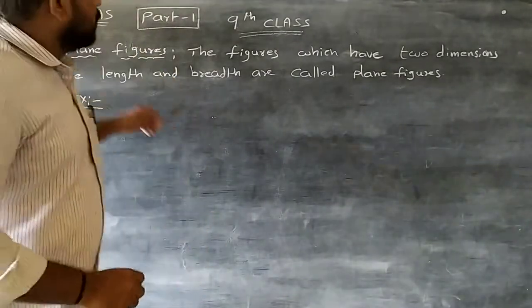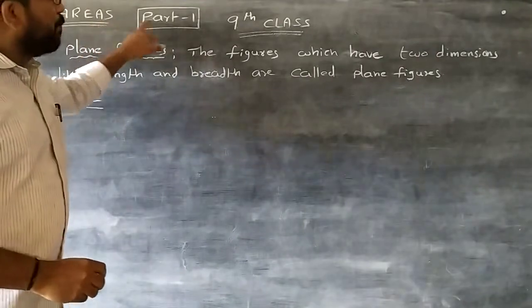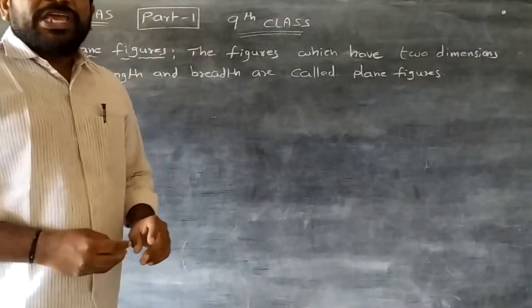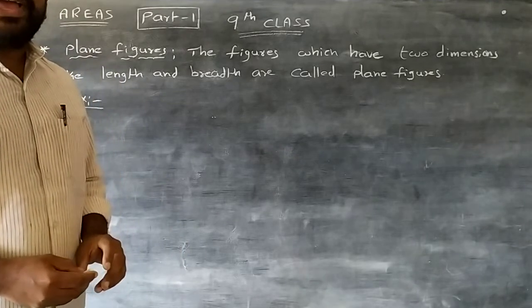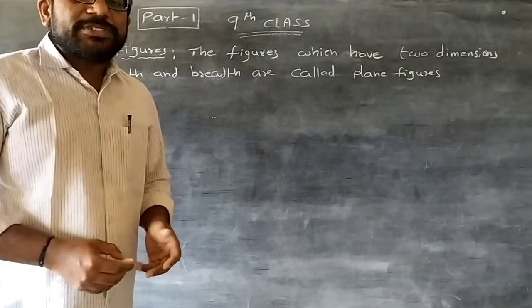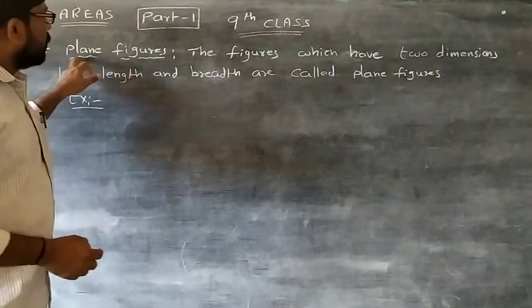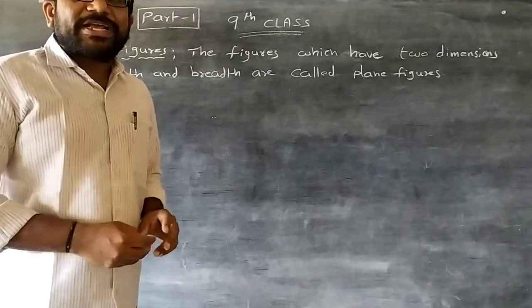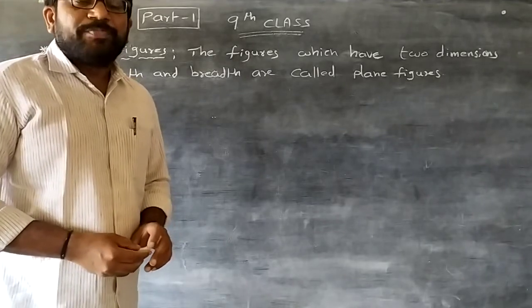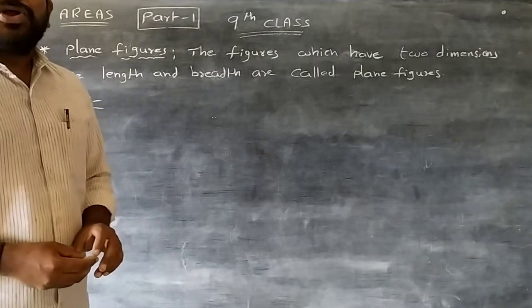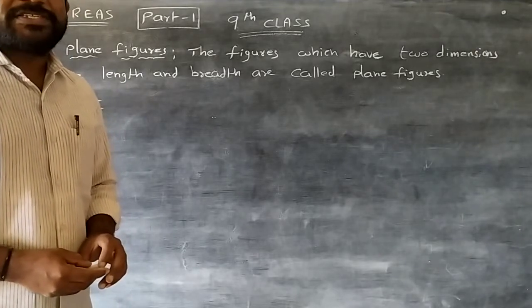Today's topic is areas, part 1, for 9th class students. In this part we discuss areas of plane figures. So first of all, what is a plane figure? The figures which have two dimensions, like length and breadth, are called plane figures. Plane figures are also known as two-dimensional figures, right?